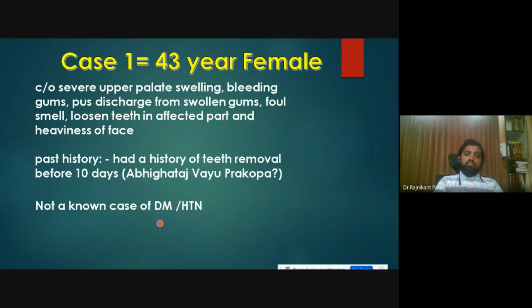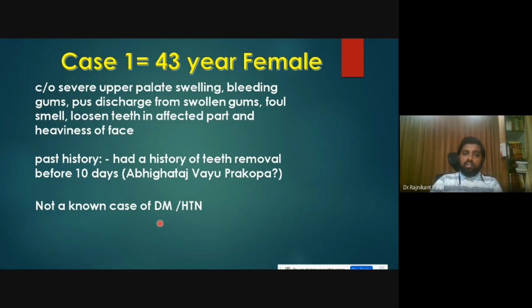Okay, so now I will be sharing two cases. In the earlier slide, I mentioned that the chances are more nowadays; we get more cases due to surgery. After surgery, due to complications of surgery, we get this kind of cases. So the first case is a 43-year-old female patient. She came with severe upper palate swelling with bleeding gums, pus discharging from the swollen gums, very foul smell, and she had lost the mobility of the teeth, that is, loosened teeth in the affected part, and heaviness of the face. That is a referred issue.